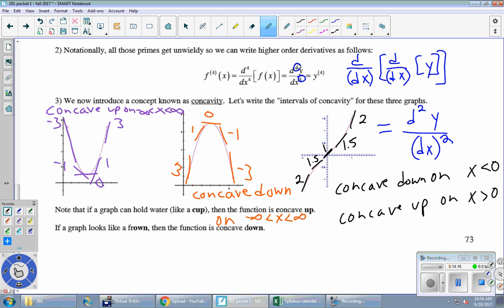And so here's our mnemonic. If a graph can hold water like a cup, it is concave up. See what I did there? If the graph looks like a frown, then the function is concave down.